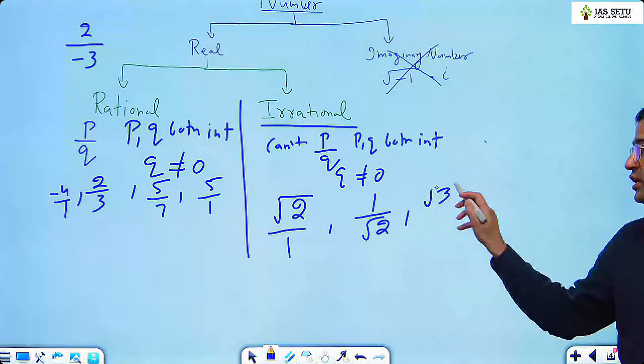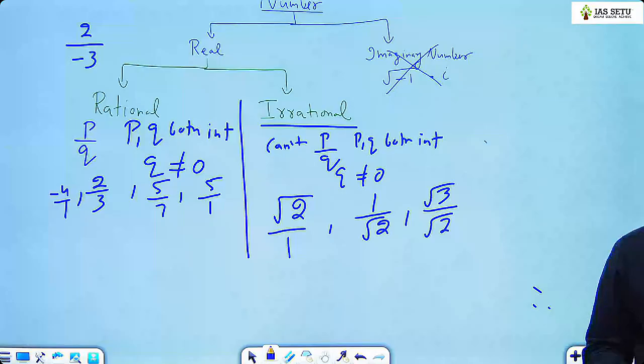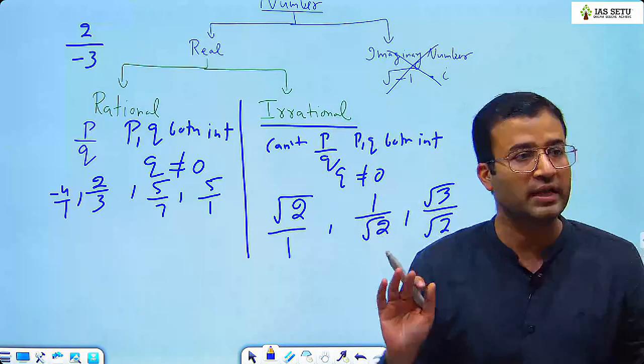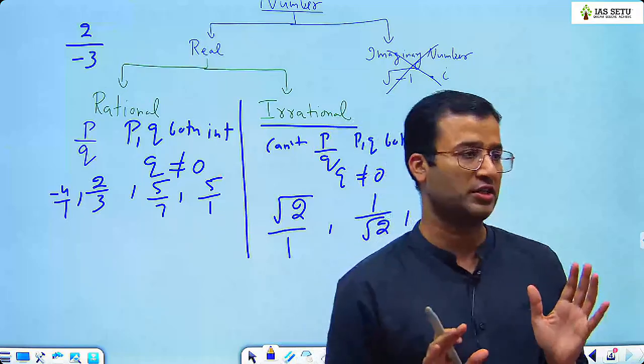Under root 3 upon under root 2, it has to be irrational. दोनों ही integer नहीं है. For rational, both has to be integer. If numerator is other than integer, or denominator is other than integer, or both are other than integer, then it comes under the category of irrational.